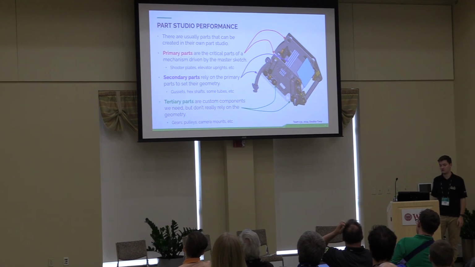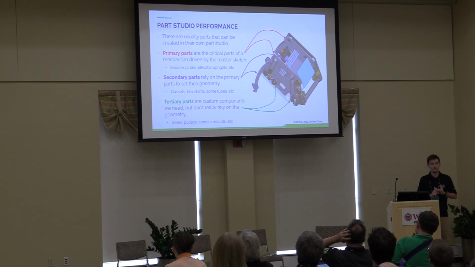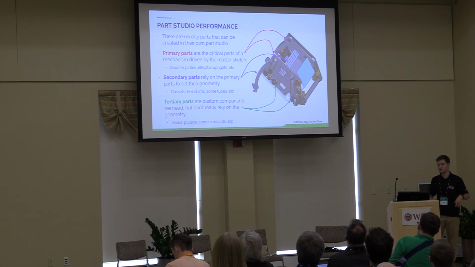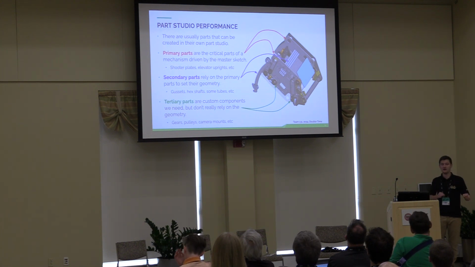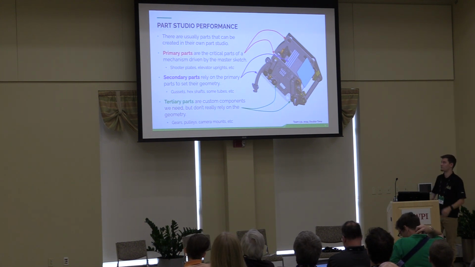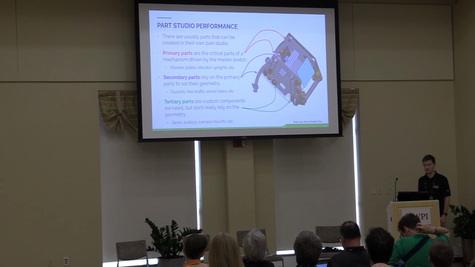So the primary parts of any given sub-assembly are the critical parts that are driven by the master switch. That is going to be your main arm tubes or your main shooter plates, the most critical defining parts of any sub-assembly. I like to call those the primary parts. They reference your driving sketches.